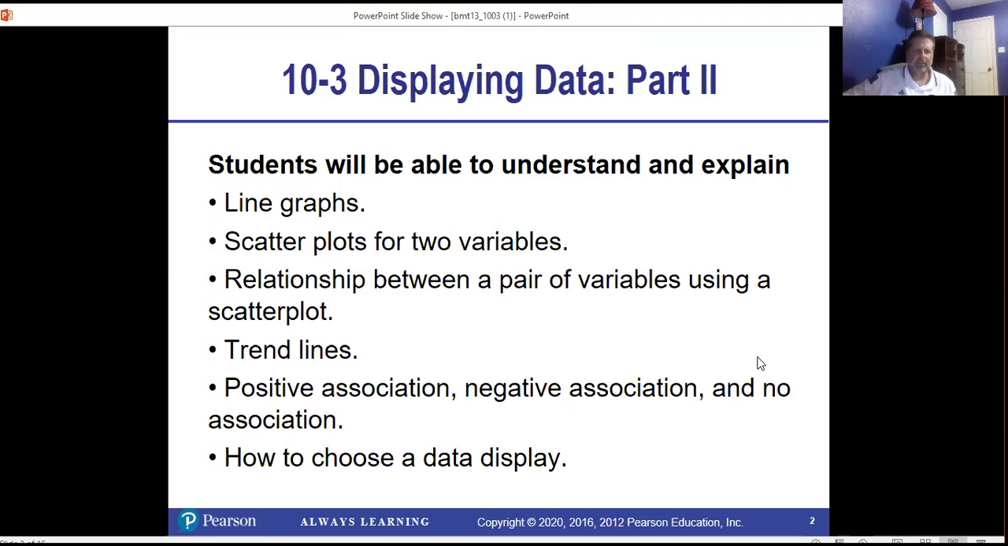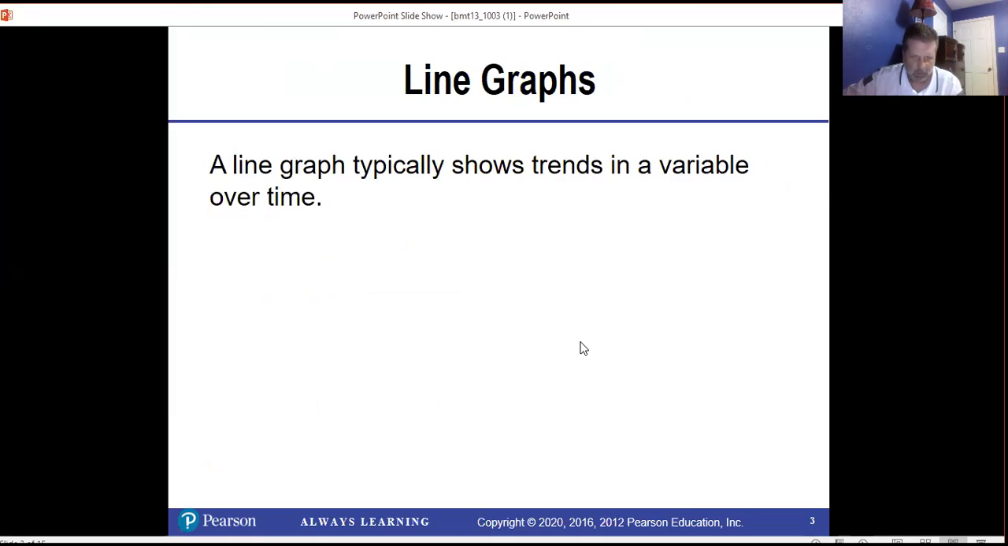All right, so finishing data and a little other information. We're going to talk a little about line graphs. You guys probably already know how to deal with line graphs. Scatter plots, relationship between variables on a scatter plot. We'll talk about that. Trend lines and different types of association and how to choose the different types.